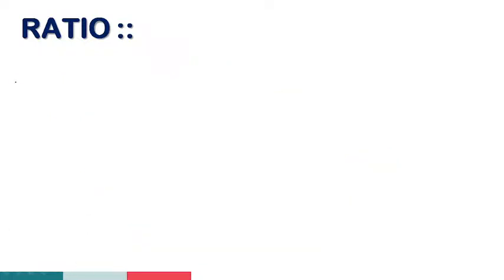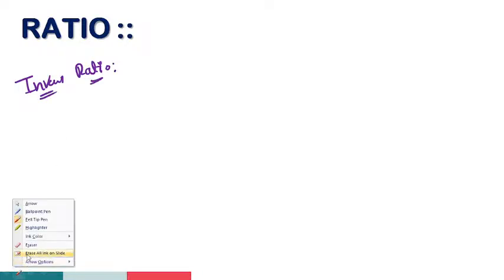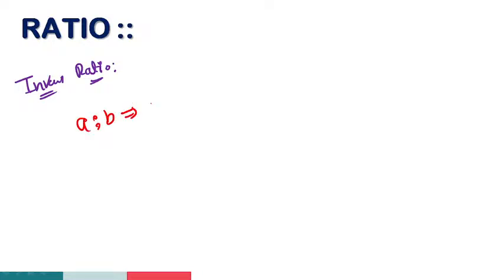I'm coming to the next point, guys: inverse ratio. This point is also very important. The same point we are using with different concepts. For example, a is to b, the inverse ratio is 1 by a is to 1 by b. Just cross multiplication, and b is to a.